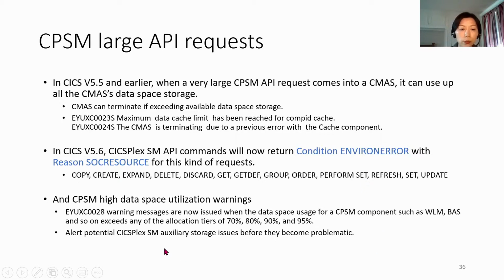And also you'll be able to see the data space utilization warnings when the data space usage exceeds the predefined tiers, which are 70, 80, 90, and 95%. So with that, you will be able to get this warning and act on it before it gets to a storage used up condition.